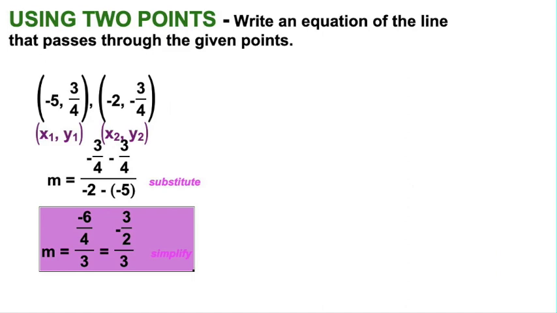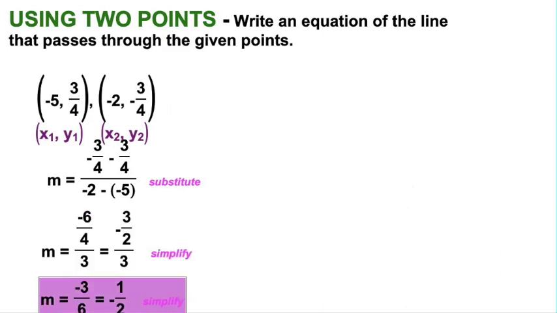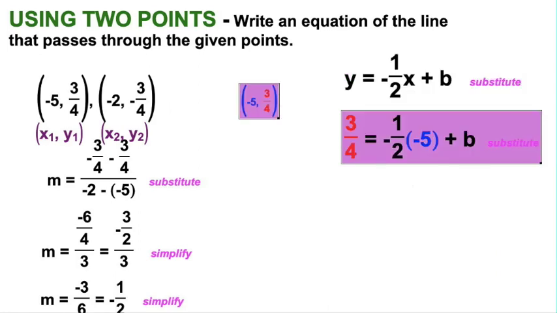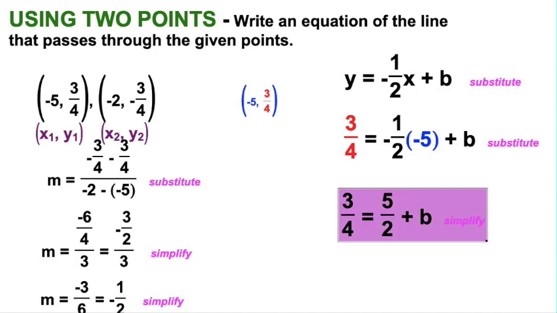Boy, that's kind of confusing. Can we simplify that? You betcha. We can simplify that to be simply -3/6. And let's see. Now let's take this. I've got -1/2. And I'm going to take one of these points. Solve for b.